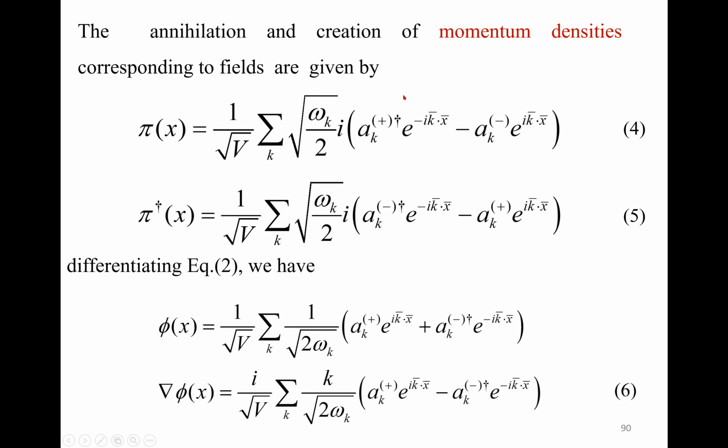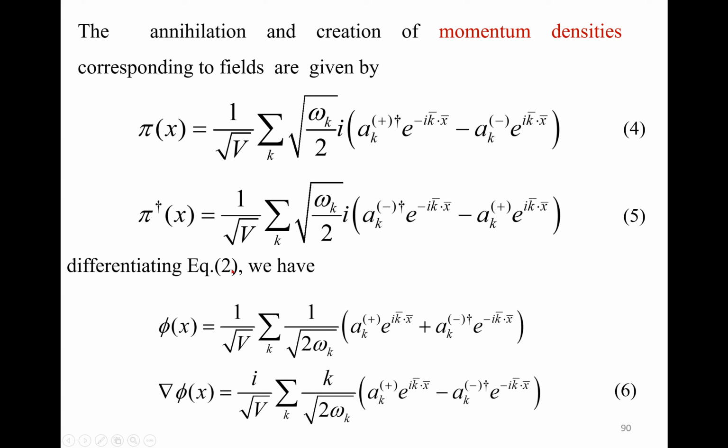And the annihilation and creation of the momentum density operators are given by equation 4 and 5. We have also used these in complex fields, where we quantized the Hamiltonian in order to obtain the quantized energies, and pi and pi dagger. We have used these two expressions.